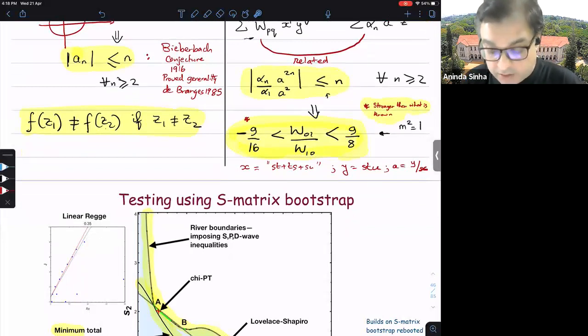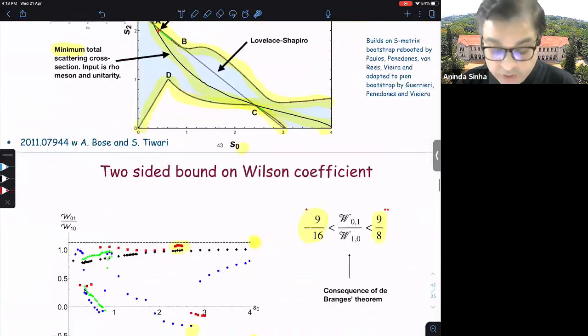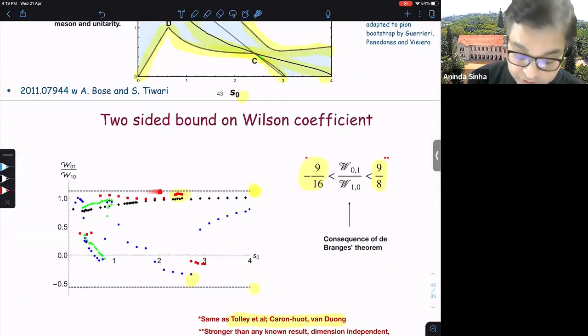And then you can ask, okay, then how do you test it? I mean, maybe what I'm showing you is not correct, and maybe it gets violated for some known theories. So you can play around with the S-matrix bootstrap story, and you will see that it's nicely two-sided bounded exactly, using the numbers that we have.